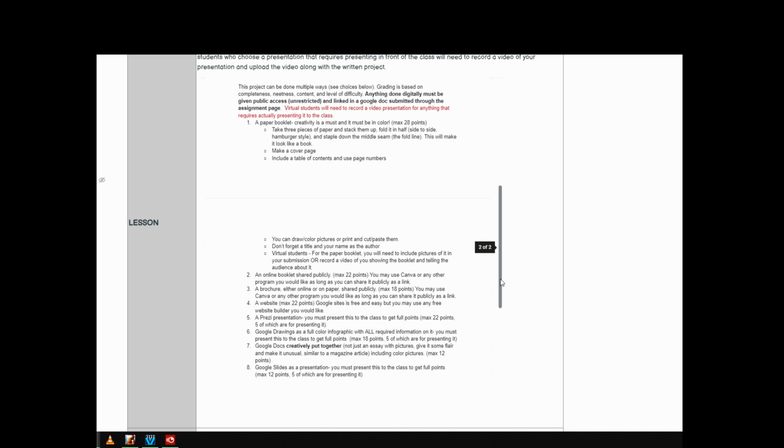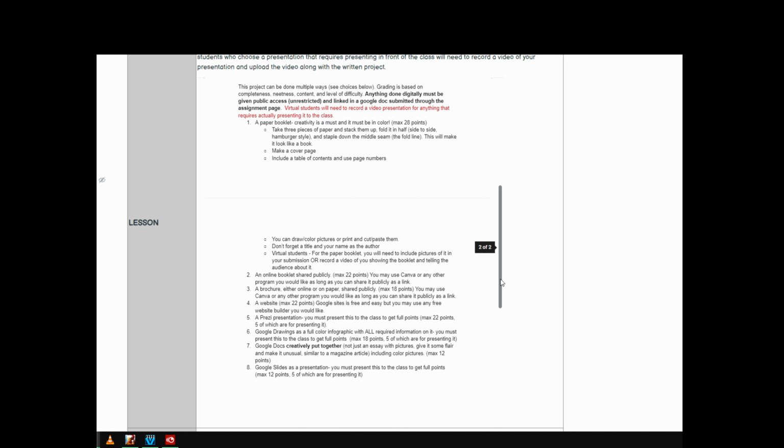Number 4, you can create a website. This one has a maximum of 22 points because it's a little bit more involved than just doing the brochure. Google Sites is free and easy to use, but you can use any website builder you would like. Again, make a Google Doc. Here's my volcano project, give me the link. Make sure it's published and that it is publicly available.